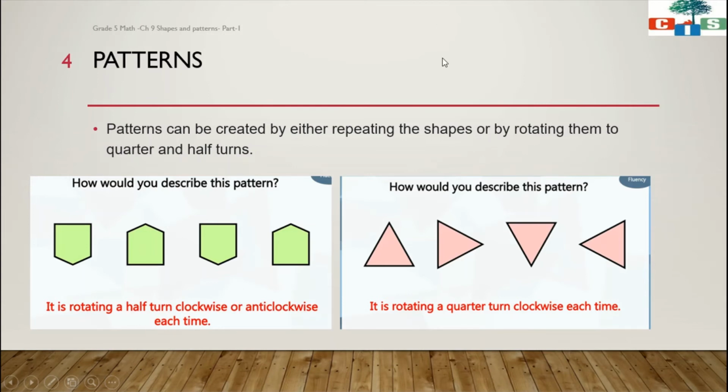Now we will see the next pattern. How would you describe this pattern? See scholars, in this triangle, this pointed point is up, then it is towards its right, then again it's down, then again it's towards its left. So how would you describe this pattern? It is again a rotating pattern, but it is a rotating quarter turn pattern. Clockwise each time. First up, then right, then down, and then left. More about it we will discuss in our Zoom class.